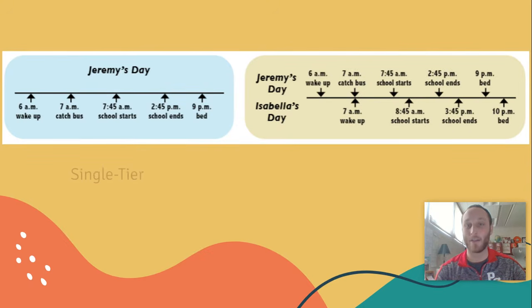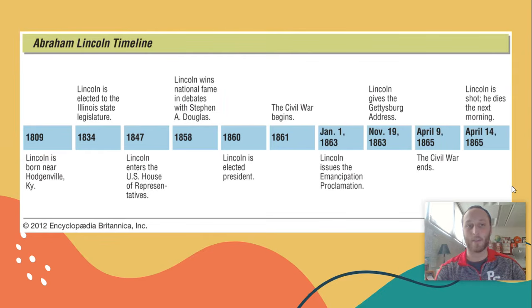Today, though, we want to get into BC and AD and historical timeline endings. So again, these are the two examples that we looked at earlier last week. We have the single tier, which is talking about Jeremy's day on the left. We have the multiple tier that talks about Jeremy's day versus Isabella's day on the right. And remember, this is another example of a single tier timeline. Here's an example of Abraham Lincoln.